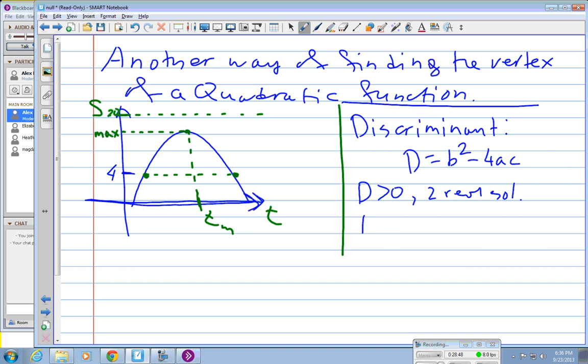If the discriminant is 0, then we have 1 real solution. So that's that maximum height. If I take my function, set it equal to the maximum, I'll get only 1 solution. And if D is negative, so you end up with a negative under the square root, you get no real solution. You have a bunch of solutions with i's in them, but no real solutions.